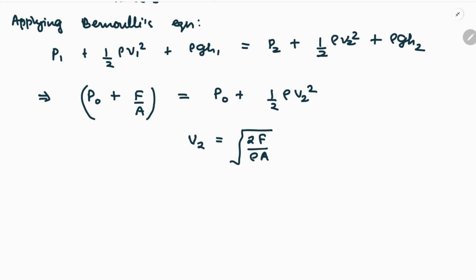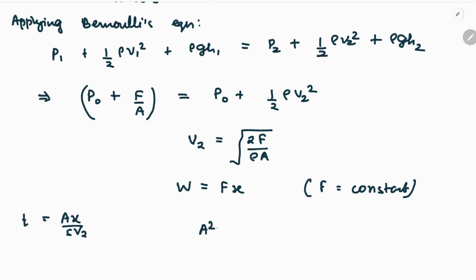Now the problem is asking us to calculate what work should be done in order to squeeze all the water from a horizontally located cylinder. So if work done is to be calculated, we say work done is equal to force times displacement, since F is constant. Since constant force is applied, we are taking it in this way. Since T equals AX by S V2, if we substitute V2 over here, then we can write it as A square X square by S square T square. This is V2 square.